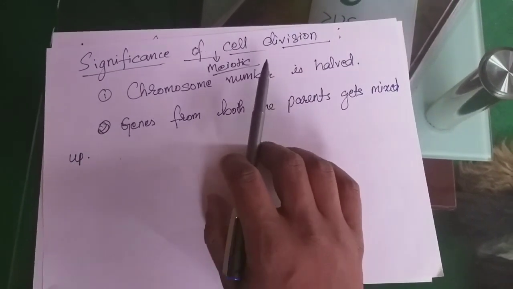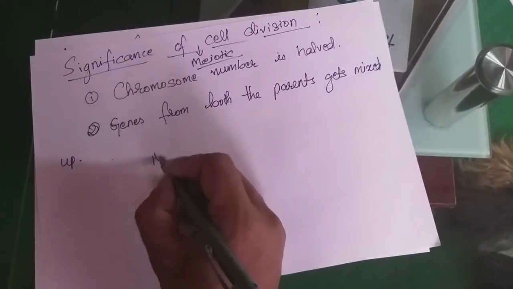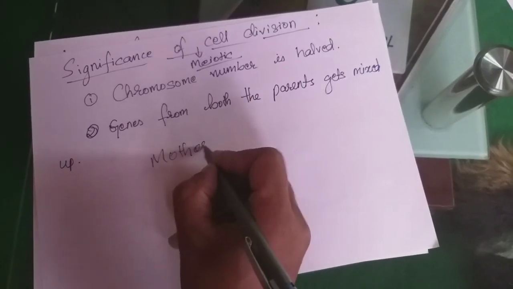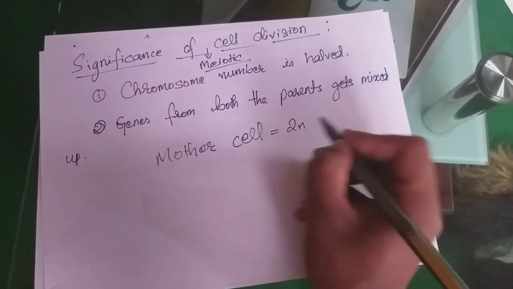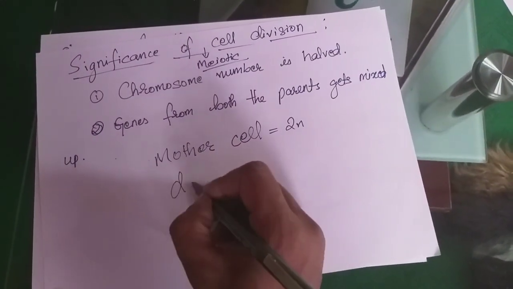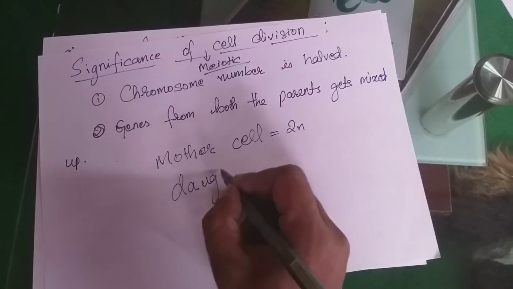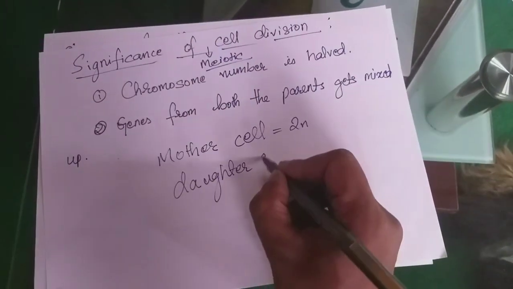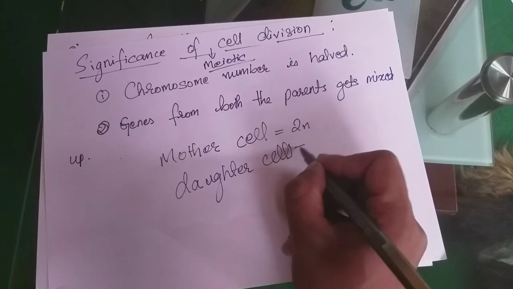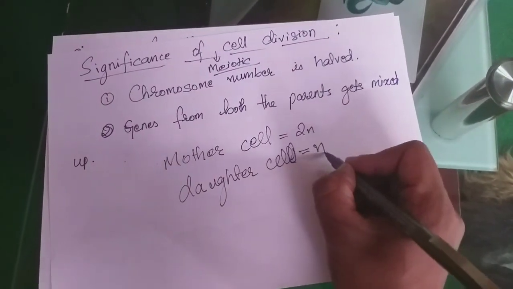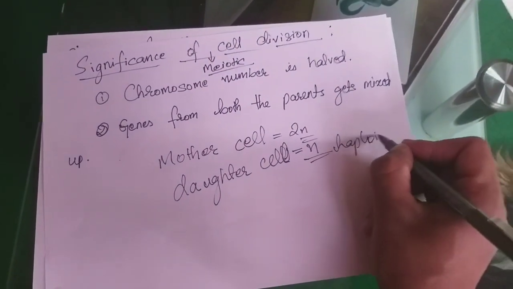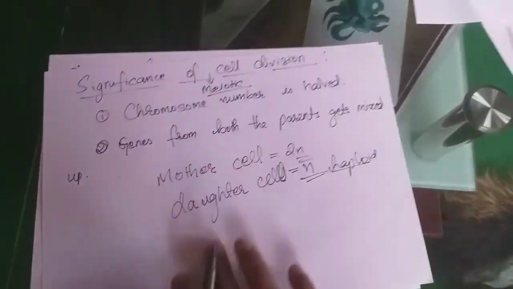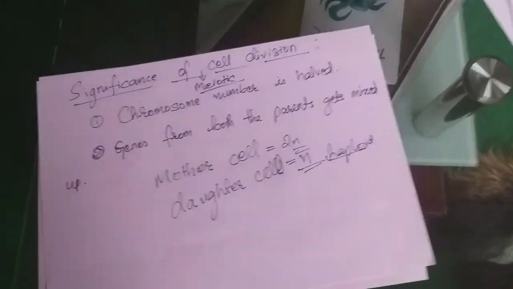So if the mother cell contains the diploid number of chromosomes, 2n, then the daughter cell will contain only n number of chromosomes, that is haploid. Okay, so this is one of the significances. Now let us understand why haploid number of chromosomes.